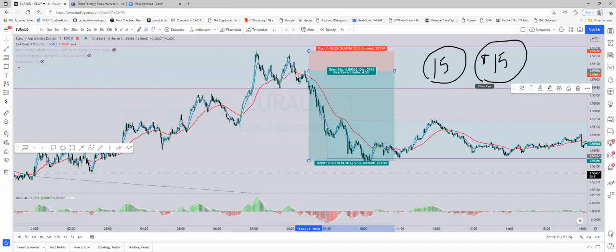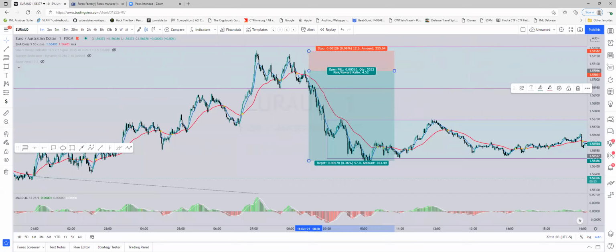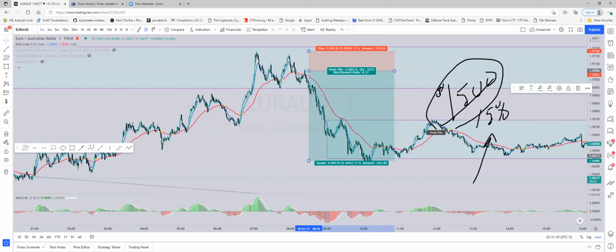Okay, $15 is 1% of how much? 1% of $15? Yes, this is 1% of what? Oh, so consider it $1.50. No, if $15 is how much you're risking, how much would your account be? $1,500. Yep, $1,500. On a $1,500 account, you shouldn't be risking more than 1%. Now you can lose 100 times and still have money.